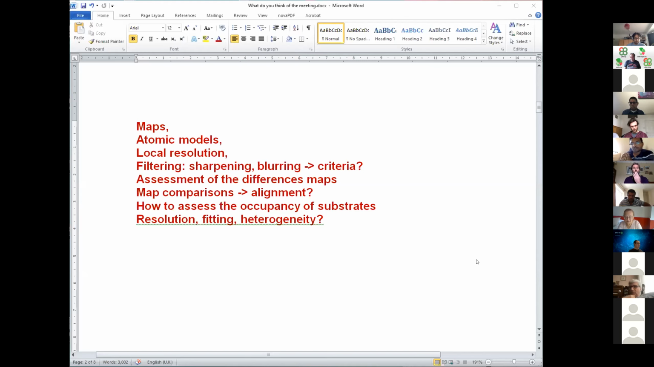That's what has been discussed, but still, in our discussion, we didn't come to this issue. This issue is quite important and we have to consider that. For example, do we see the drug in the structure or we don't see the drug? Because it's the occupancy of this substrate. How can we verify the occupancy of this substrate?